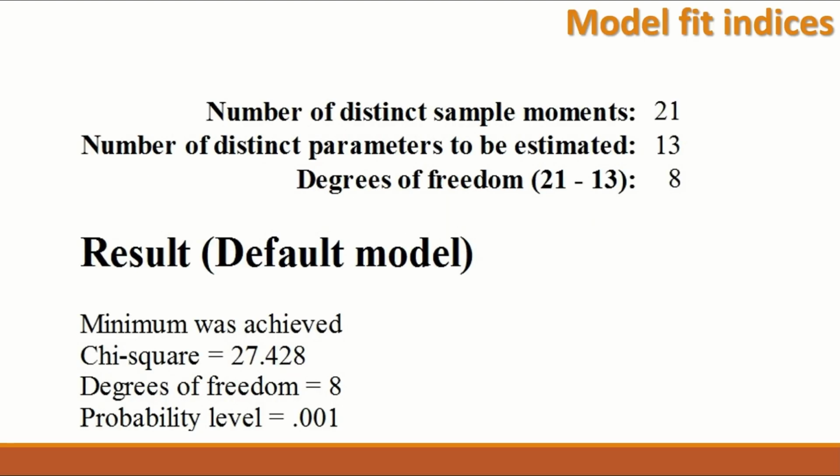So this is a description and a list of an output generated from CFA analysis. As shown here, the degrees of freedom is 8, the chi-square is 27.4, and the probability level is less than 0.05. So here, this is an indication that the model does not fit the data well.